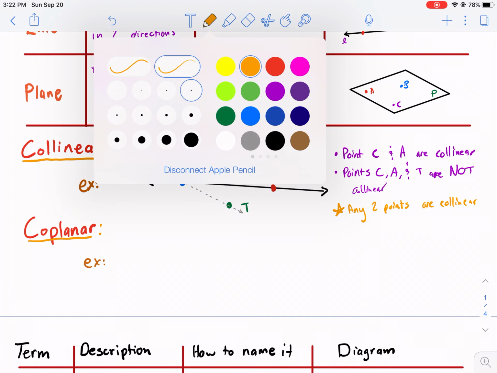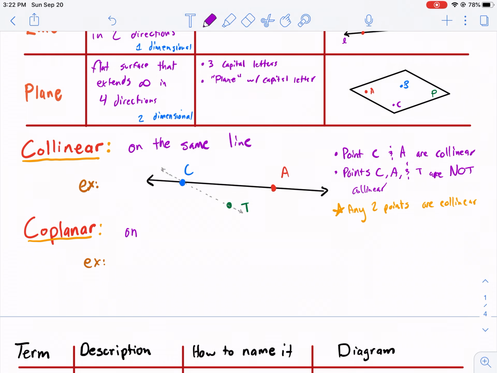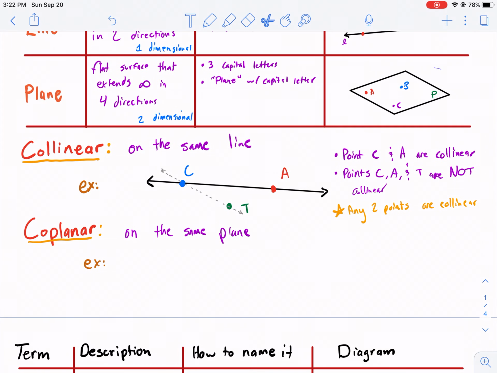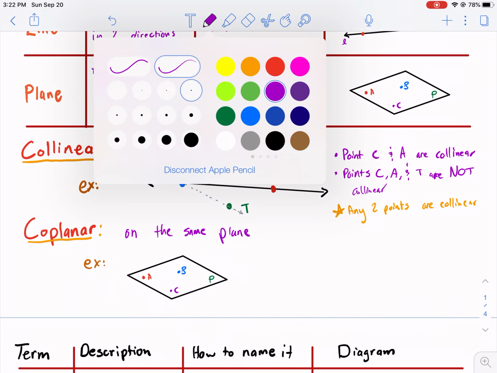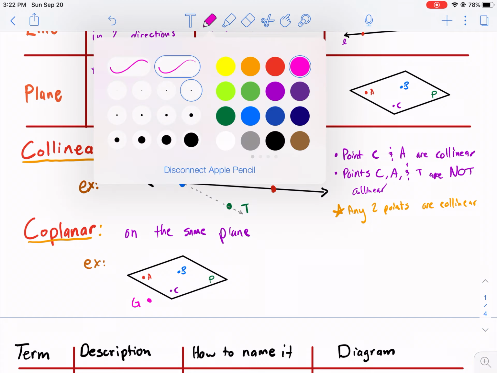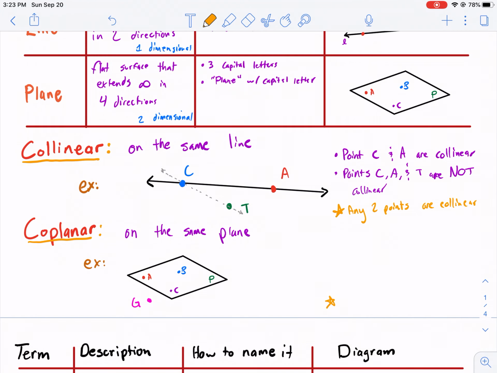Now, coplanar, you probably get what this means. This means co with, planar, plane, on the same plane. So we're not talking about rows of passengers, we're talking about the planes that we had up here. I'm just going to copy and paste this, save myself some time. So we have plane P, and I'm going to make a little new letter. Let's call him G. So we have G outside this little plane, but we need to have another note here. If any 2 points are collinear, any 3 points are coplanar.